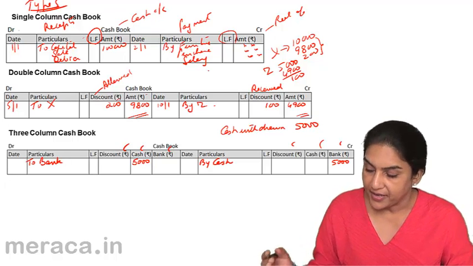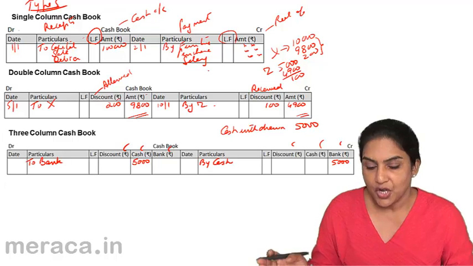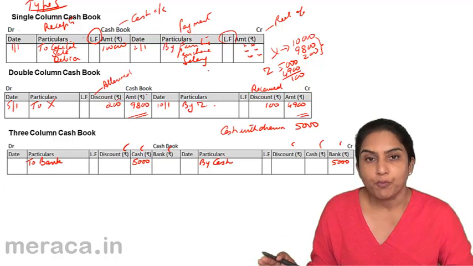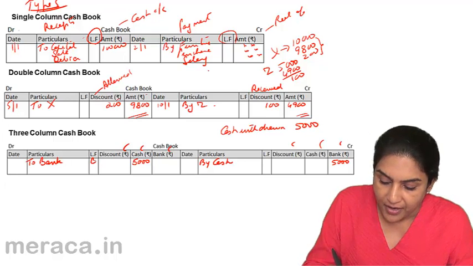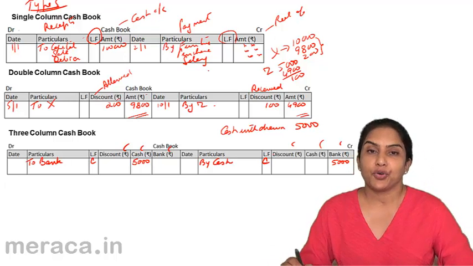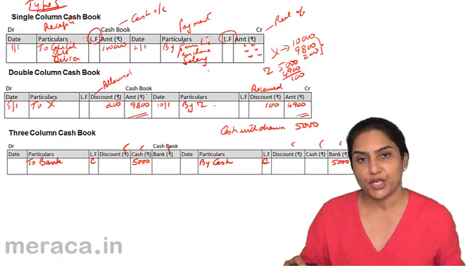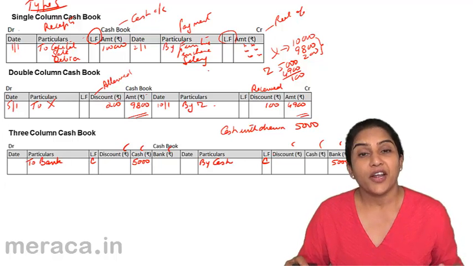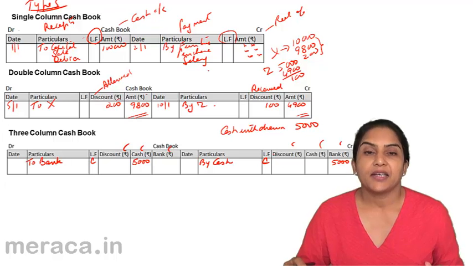And this is a contra entry since the same transaction is entered on both sides of the account, on the debit side as well as the credit side, of course in different columns, but since it's entered on both sides of the same account, this is called a contra entry and we put C to denote a contra entry in the ledger folio column. So a cash book may be a single column cash book with only cash. It may be a double column cash book with cash and discount columns or a cash and bank column, or it could be a triple column cash book with cash, bank and discount columns.